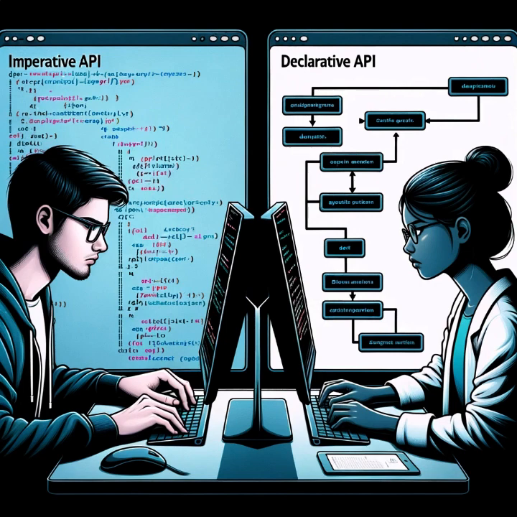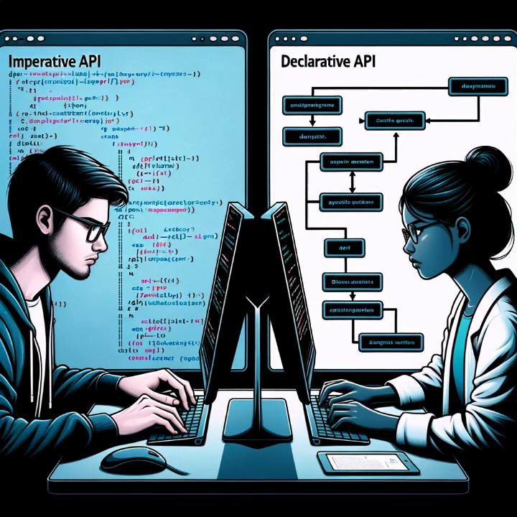To help us understand better, let's consider an example. Imagine a painting application where the API is imperative. We would have code like this: brush.select size 5, brush.pick color red, canvas.draw start at 10, 10, and canvas.draw line to 20, 20. Each step is explicitly defined, giving the developer fine-grained control over the painting process.